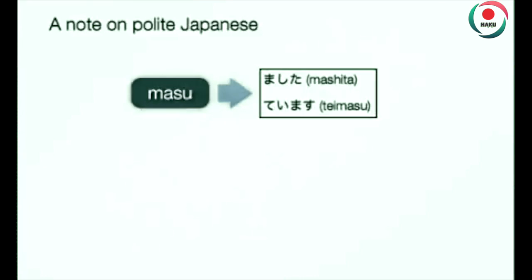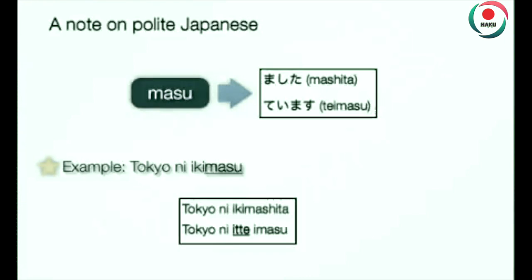So let's look at an example. Let's look at the sentence Tokyo ni ikimasu, which is I will go to Tokyo. If you wanted to say I went to Tokyo, you would change that to Tokyo ni ikimashita. So as you can see, I just dropped the masu and replaced it with mashita. Tokyo ni ikimashita.